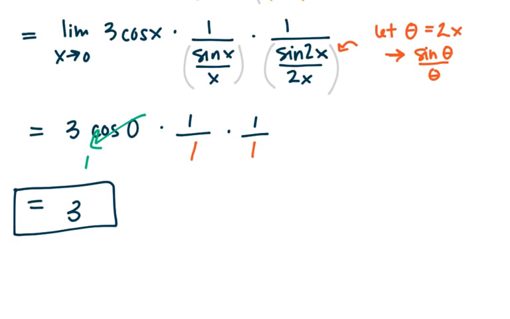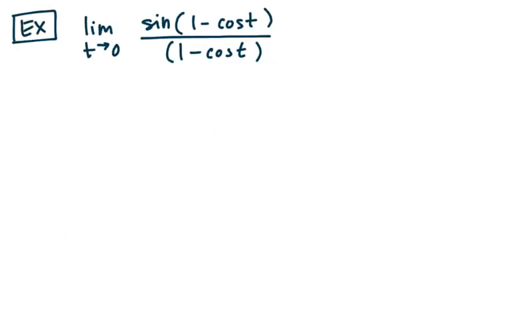And I would like to consider one third example in this video. So for this example, we're going to do the limit as t approaches 0 of sine of 1 minus cosine t over 1 minus cosine t. So in that last example, we used substitution. And so you'll notice that this argument is the same as that. So essentially, it's like we have sine x over x or sine theta over theta, which is our goal. So we can do a substitution.